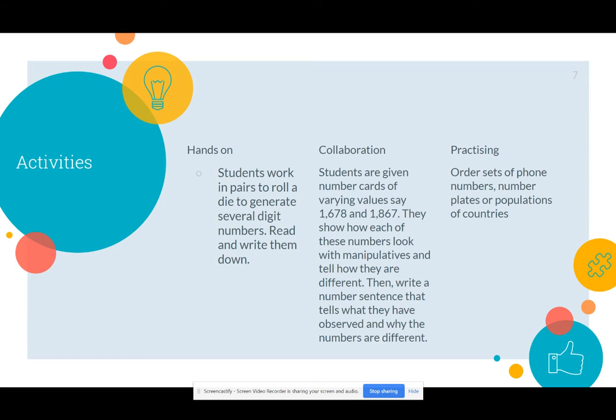Students will also have number cards that have varying values so that they can show these numbers using manipulatives and explain why they're different. They'll also write down a number sentence that tells what they were observing and why these numbers are different. Another activity that they could do is order sets of phone numbers or number plates or populations of countries, and this should be a fun activity and get the children to do a little bit of research work.